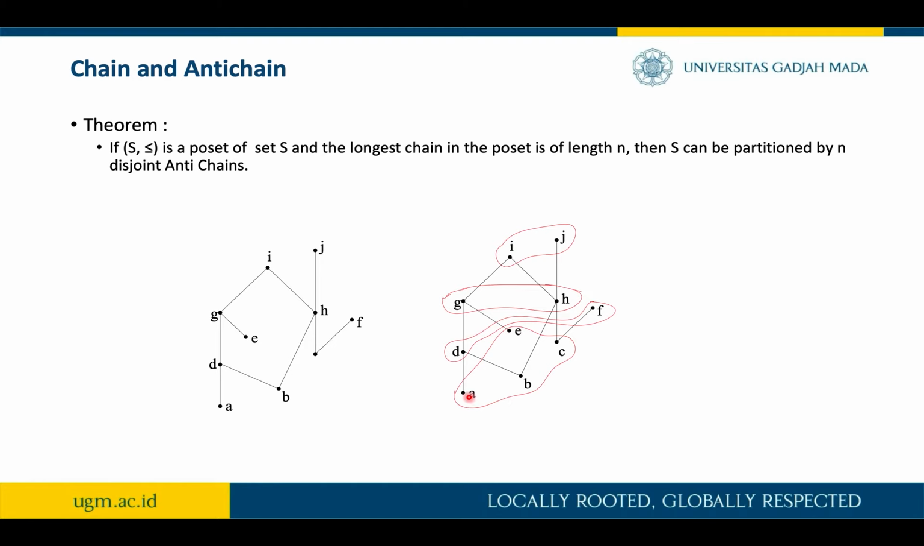The first anti-chain is this one, A, B, C, D. There's no connection between these 4 vertices, so this is an anti-chain. And then the second one is this one, D, F. Actually, you can also include E in this second anti-chain. Then the third one is G, H, and then the fourth one is I, J. So in every anti-chain here, we cannot compare the elements. We cannot compare A and B, we cannot compare B and C, we cannot compare E and C, and so on.